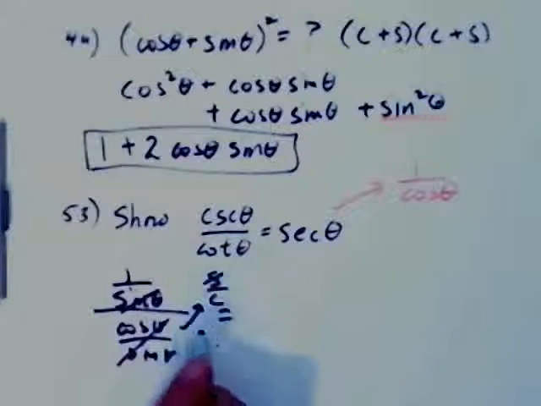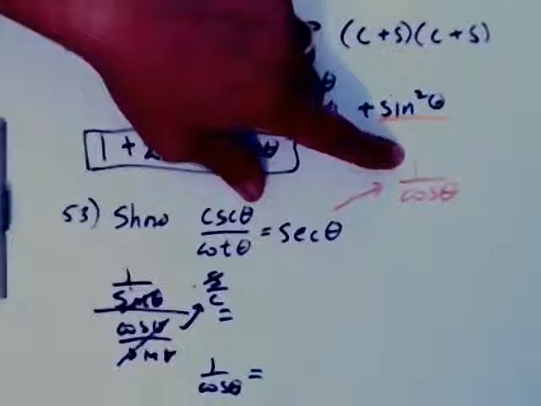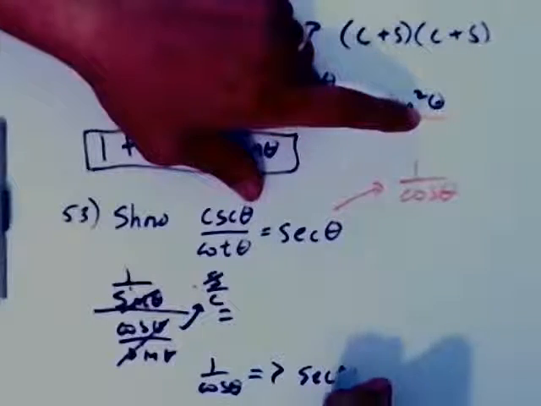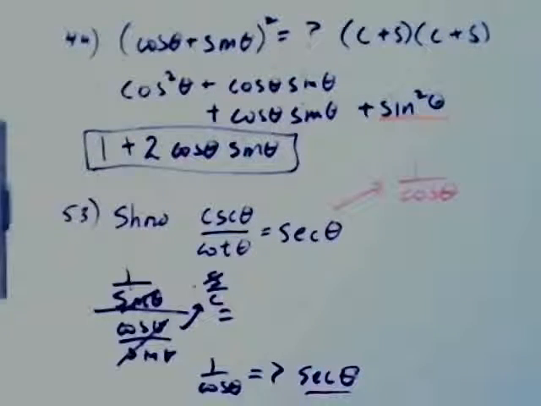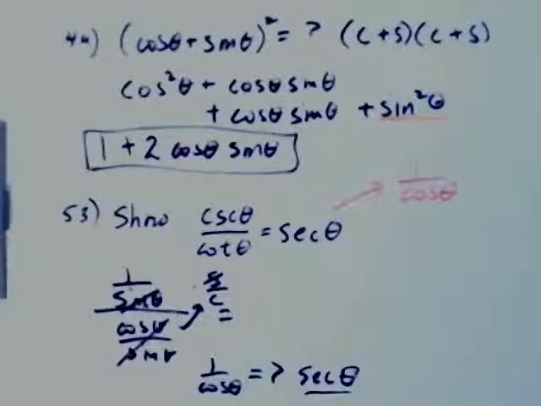The sines cancel. You end up with, on the left side, 1 over cosine of theta. Wow. There it is right there. And that becomes the secant of theta. So we just cheated ourselves by saying the left side, 1 over cosine theta, looks exactly like the secant theta.